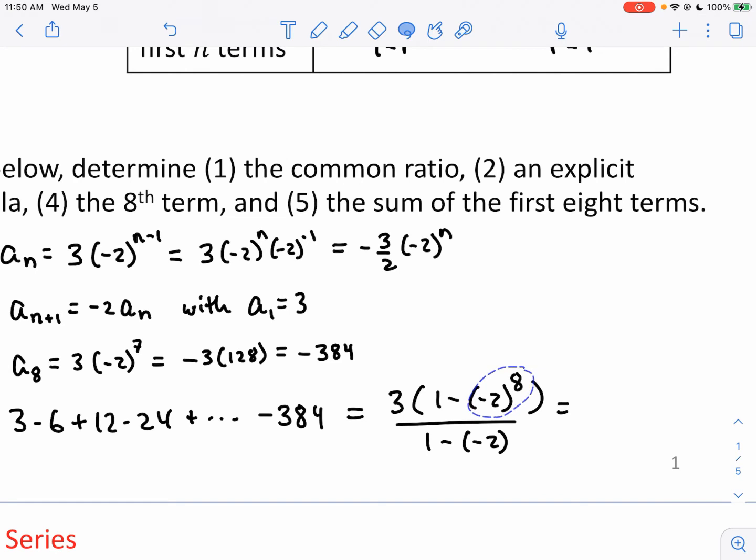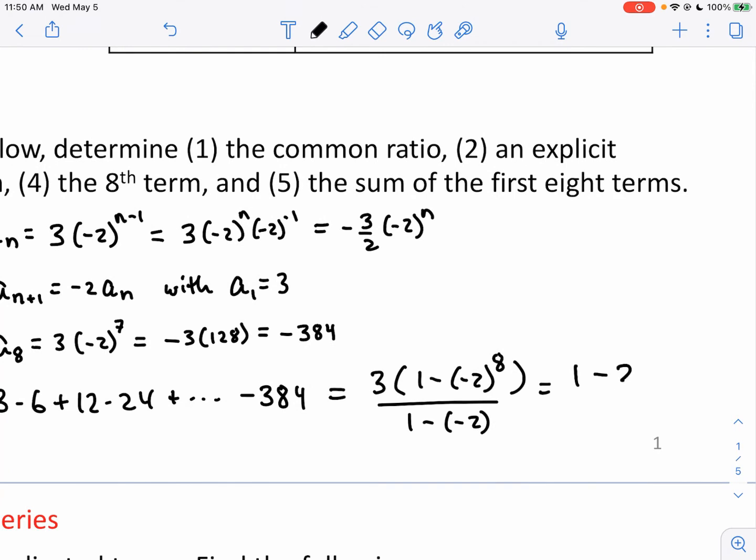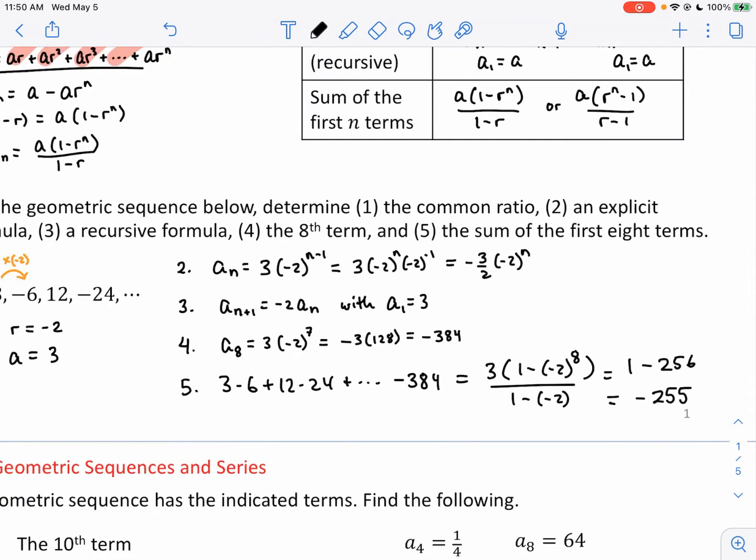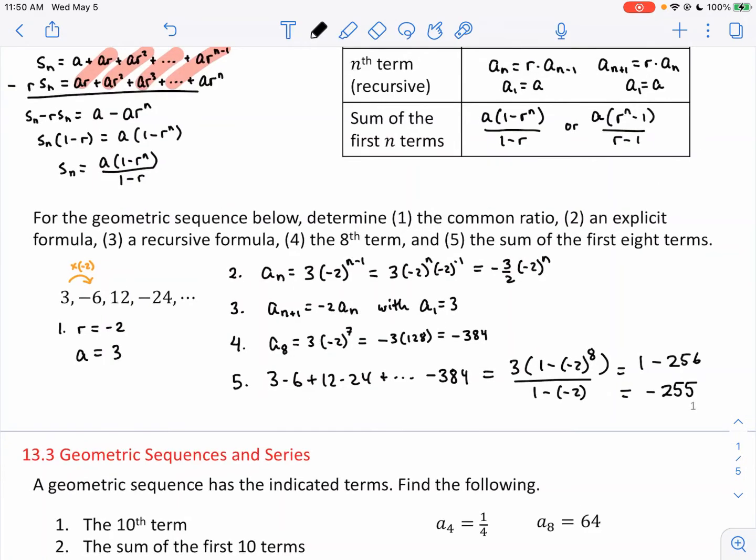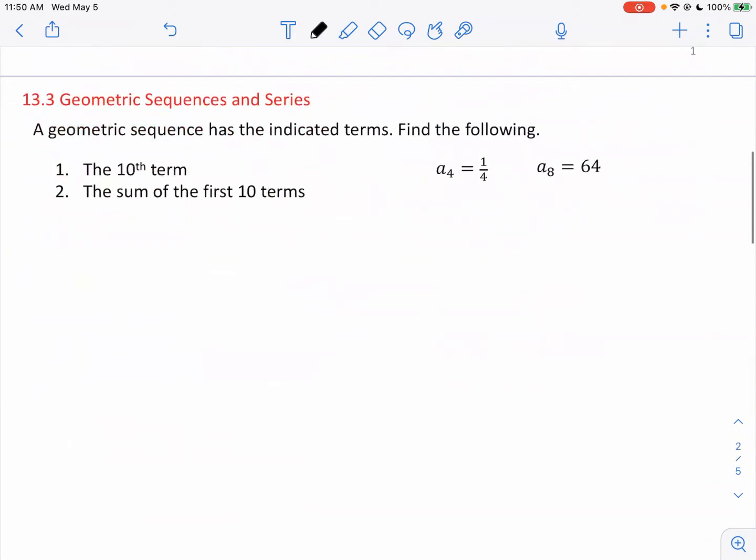Negative 2 to the 8th power is going to go positive. And 2 to the 7th was 128, so 2 to the 8th is 256. So what I have circled right now will be a positive 256, and we do 1 minus that. So you have 1 minus 256, and that's going to give us negative 255. I'll leave it to you to verify that that is the sum of the first 8 terms of this geometric sequence. Okay, let's go to the next slide.